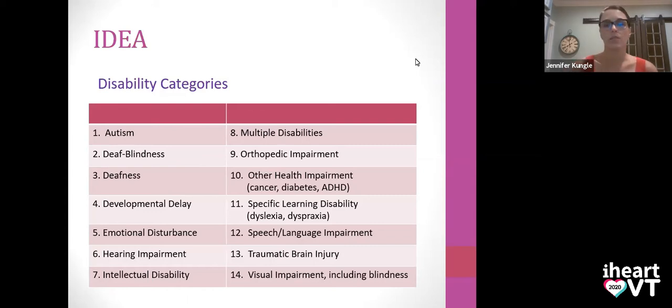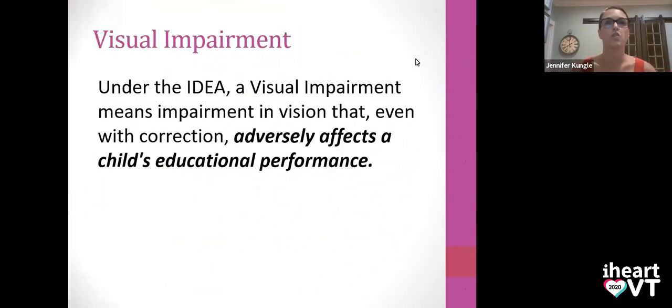So that's what we're going to focus on. Now, a visual impairment under the IDEA law is an impairment in vision that, even with correction, so even with glasses or contact lenses, adversely affects the child's educational performance. So any child that has a visual deficiency could qualify under this category. And when I say qualify, that means they would qualify to have the IEP testing initiated.